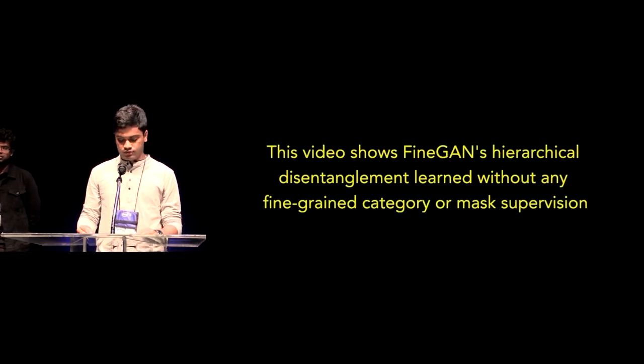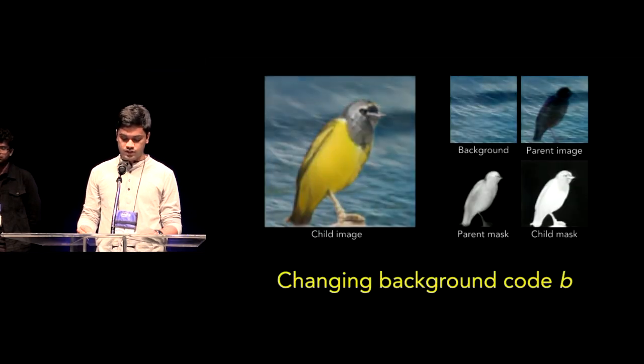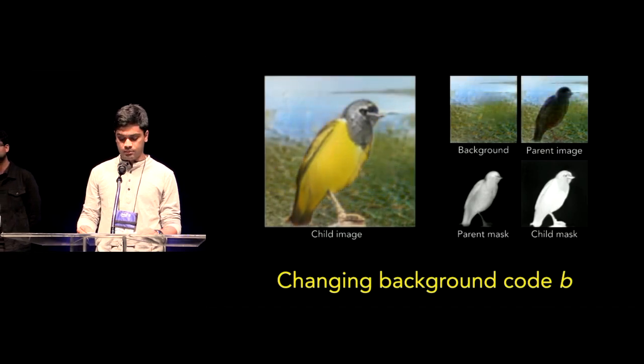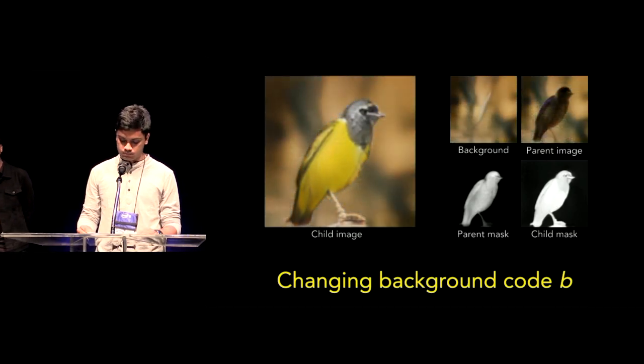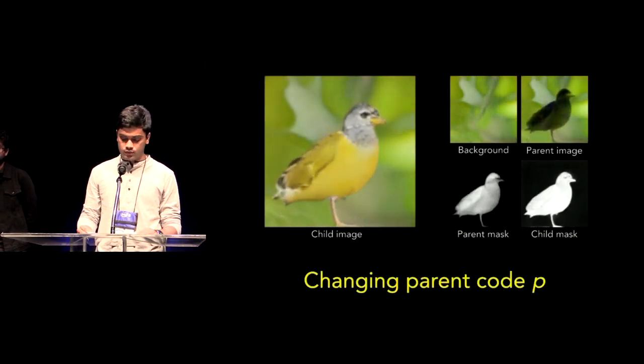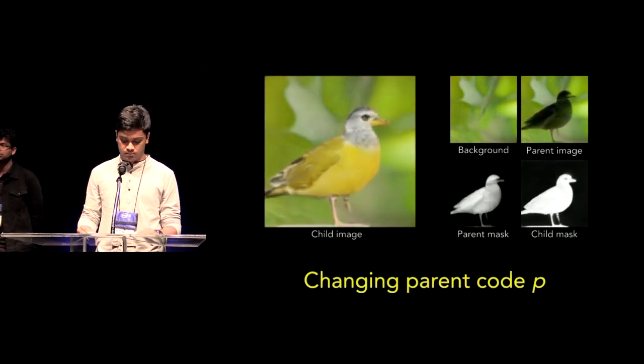This video best demonstrates the overall disentanglement learned through Xinggang. Here, we're only changing the background code, which changes the background, while both the appearance and shape details of the birds remain constant. I want to emphasize that our work is unsupervised in the sense that we do not use any fine-grained labels or segmentation masks.